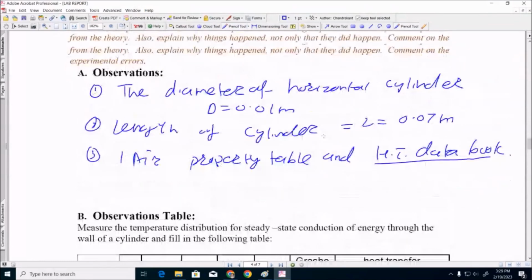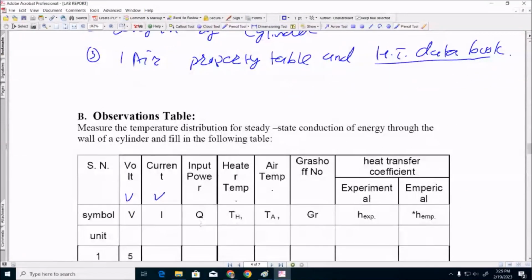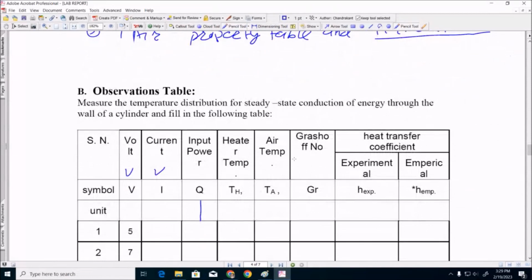Now in the observation table, I told you it is given directly, but what is the observation? We are going to measure the voltage V, we are recording the current, and we can calculate Q. So this is a calculation part. We are measuring TH and TA. From the equipment, we can measure these as T10 and T9. Okay, and then this is a calculation part, so we'll come back to this. We'll record the readings from the experiment.